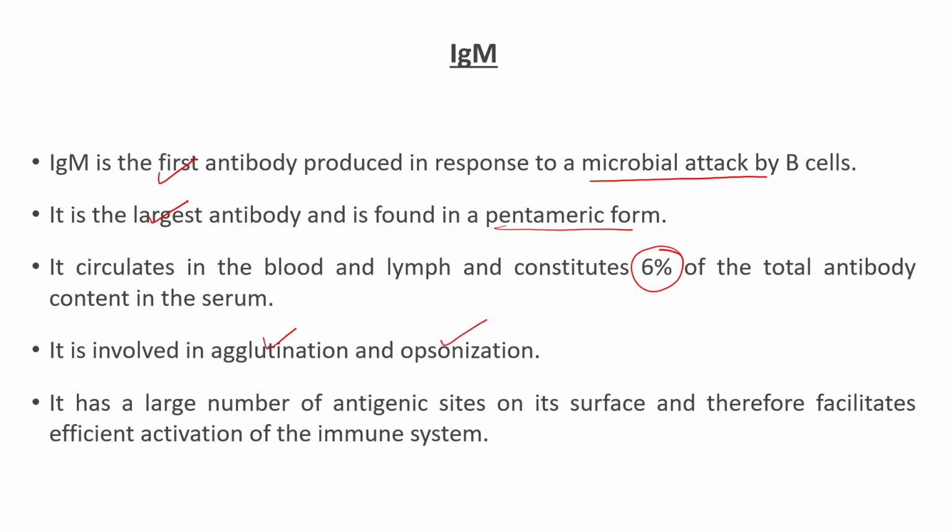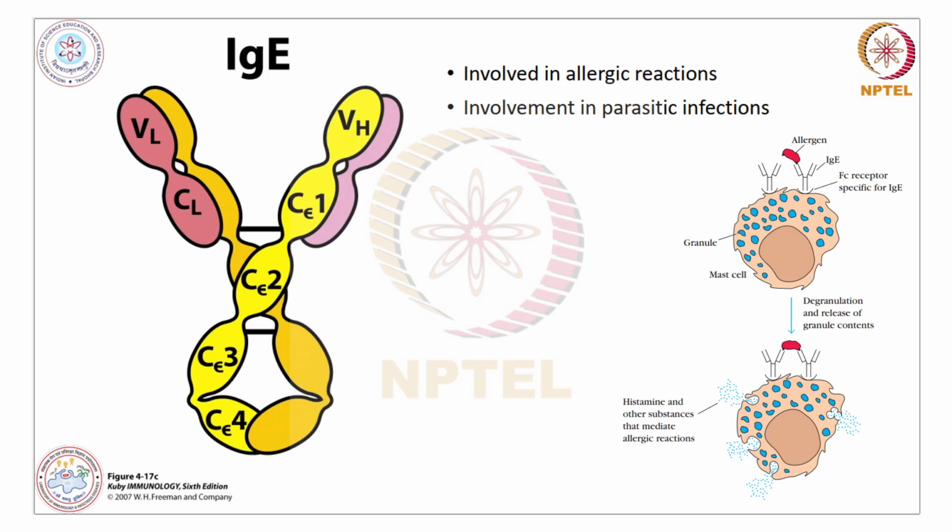It has a large number of antigenic sites on its surface because it is pentameric, and therefore it facilitates the efficient activation of the immune system. So these points about each antibody you have to keep in mind.